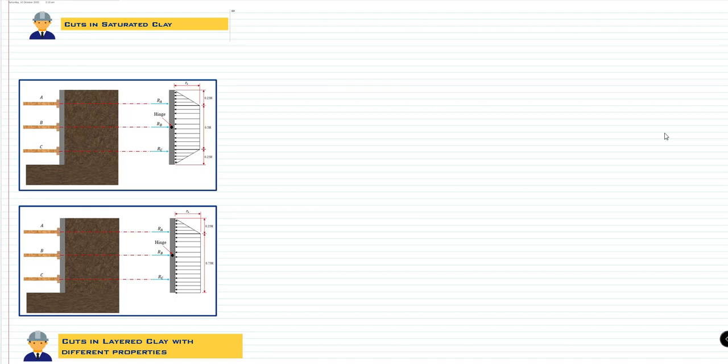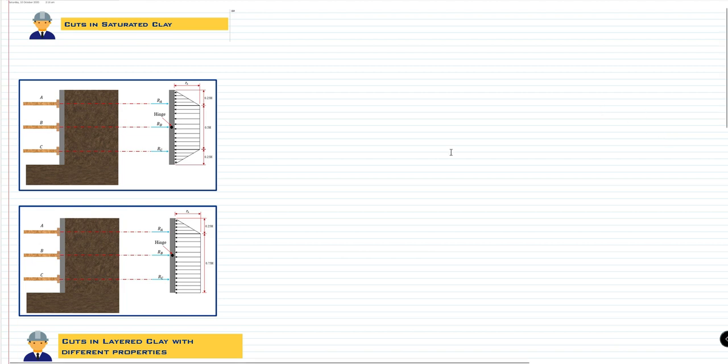Good day, engineers. Para sa video natin ngayon, ang i-discuss natin is yung continuation of the lateral earth pressure distribution para sa braced cuts. So, previously, on our previous video, ang diniscuss natin is yung cuts on sands. Ngayon, we will discuss braced cuts on saturated clay.